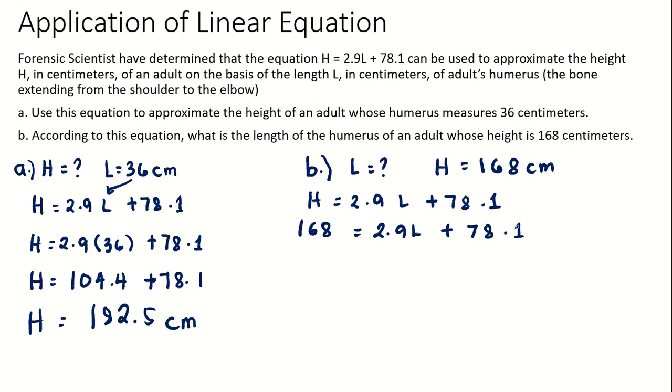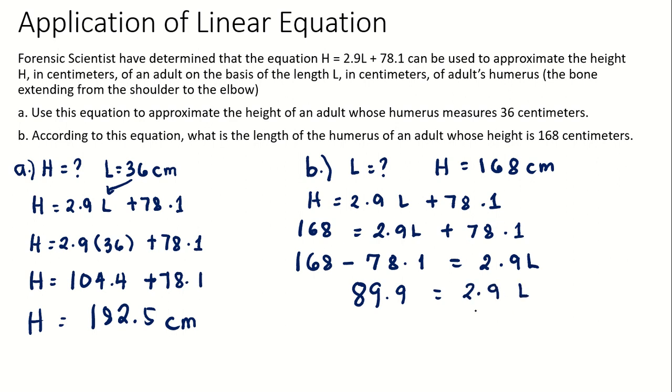And then subtract 78.1 from both sides of the equation. That is 168 minus 78.1 is equal to 2.9 L. So 168 minus 78.1 is simply 89.9, which is equal to 2.9 L. To find L, divide both sides by 2.9. So the length of the humerus is 89.9 divided by 2.9, which is approximately 31 centimeters. So that's how to use the given equations to solve problems.